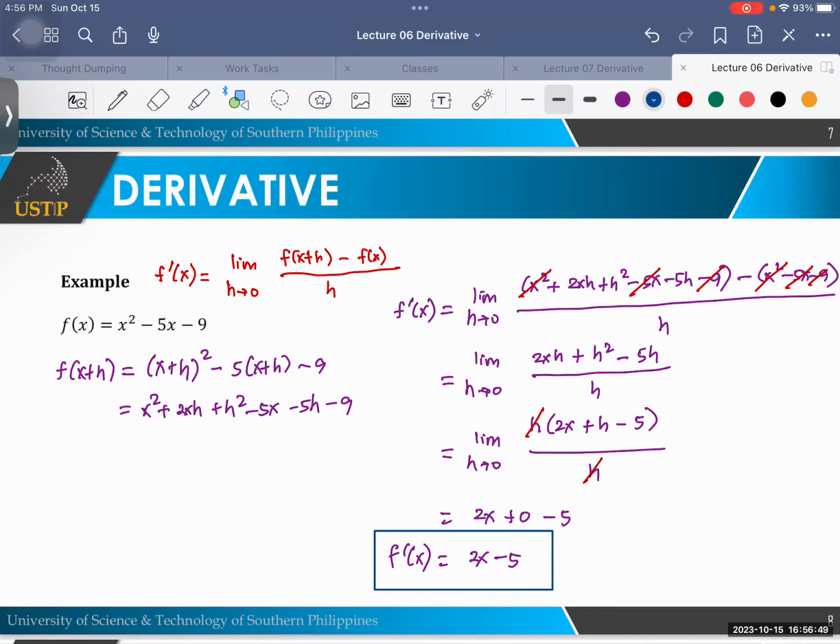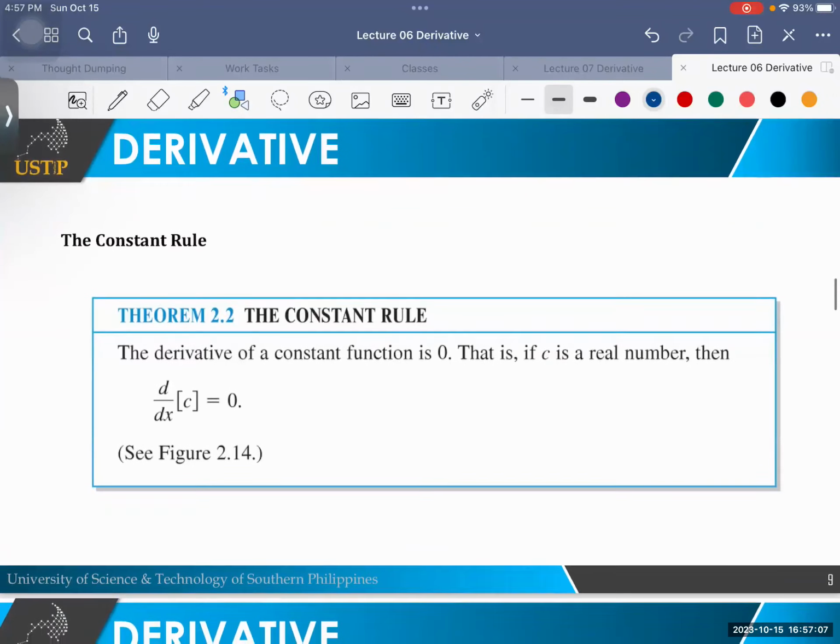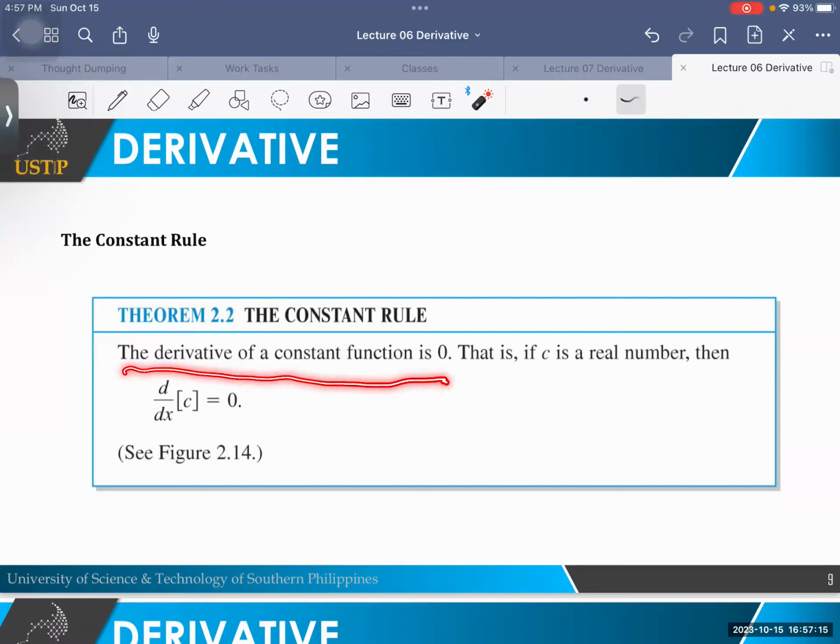Now, they discovered ways to shorten the process. And I'm going to introduce to you unsa na nga mga rules in getting the derivative or in differentiating a certain function. Let's start first with the constant rule. So your constant rule class, simple na kayo siya. It means that the derivative of a constant function is 0. That is, if c is a real number, then getting the derivative of c is equal to 0.